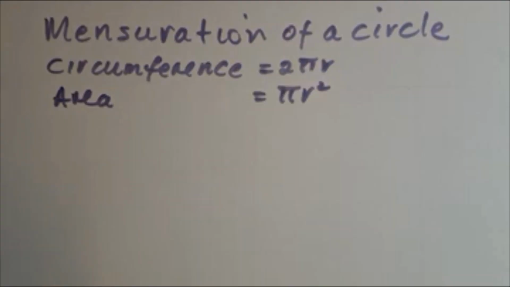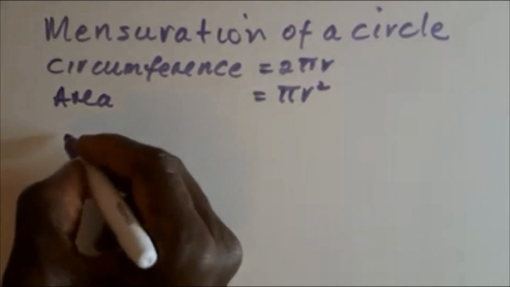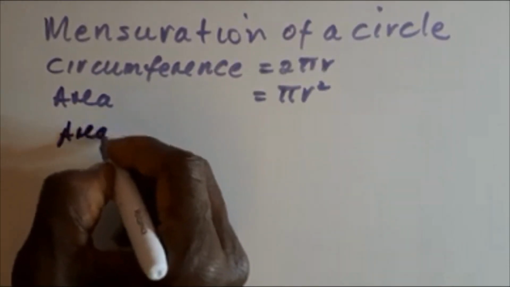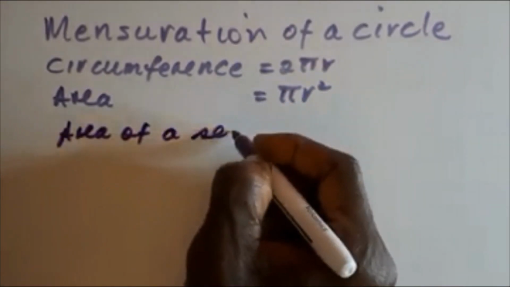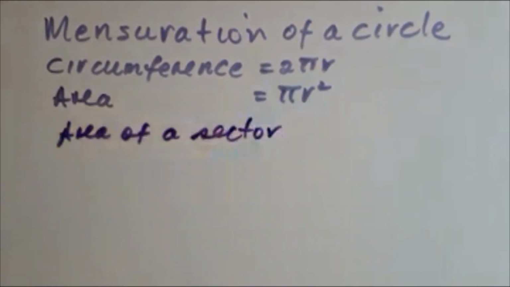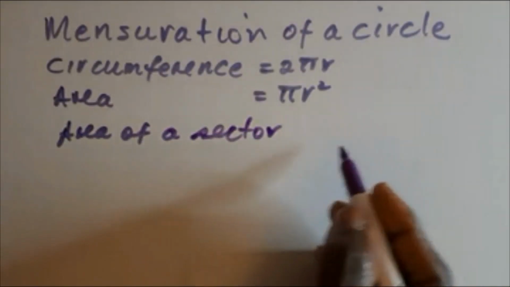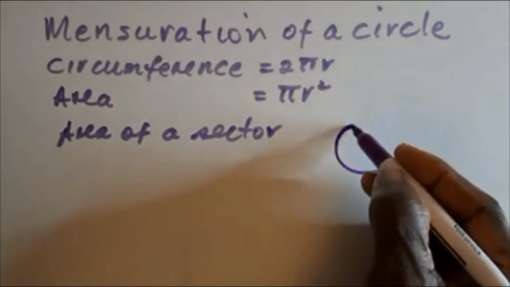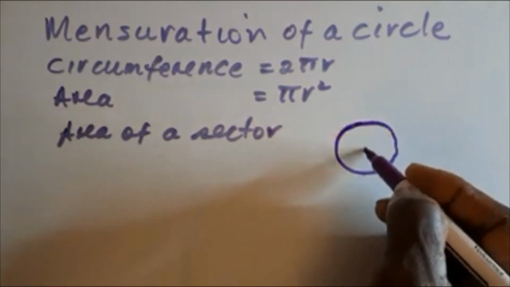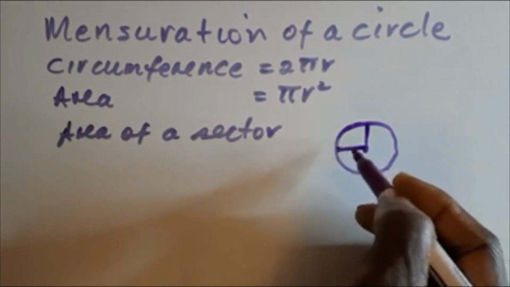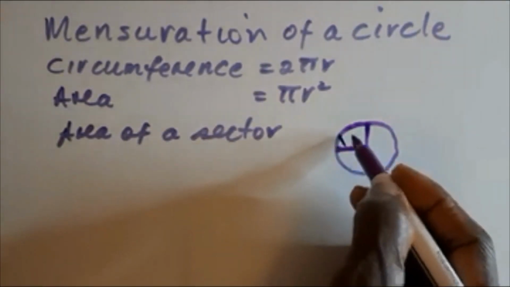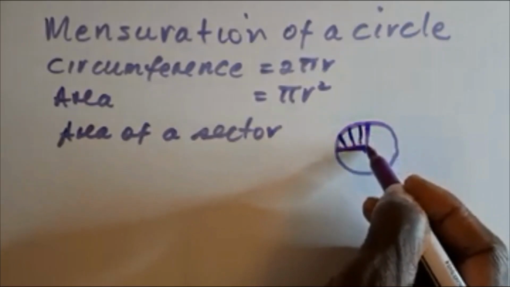Hello there. In this video we're talking about the area of a sector. And this sector contains an angle theta, in radians, at the center. So a sketch is always useful. So this is our sector here, shaded.